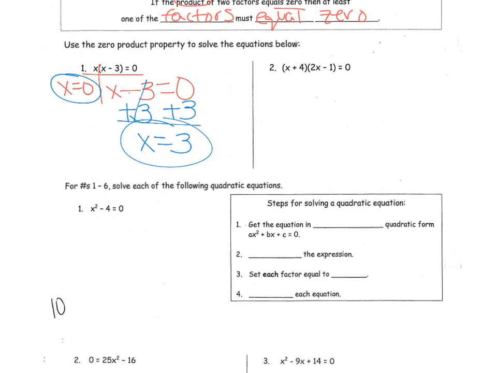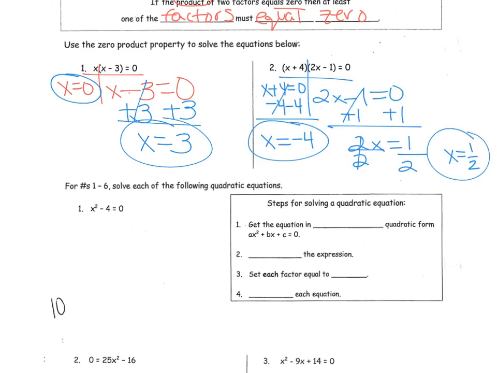All right, so why don't you give question number 2 a try if you want to pause the video here and give this a shot. Again, you're just t-charting, setting them equal to 0. Did you get the same answer as me? We should have gotten x to equal -4 and x to equal 1/2. Again, t-chart those factors, set them both equal to 0.